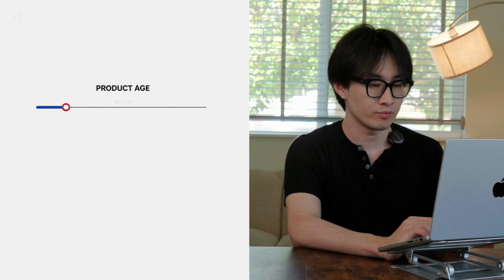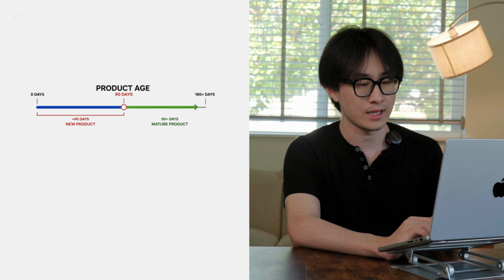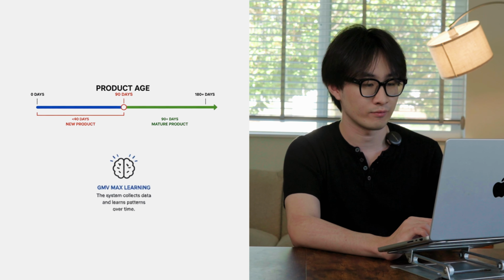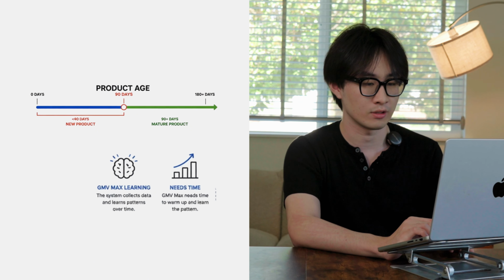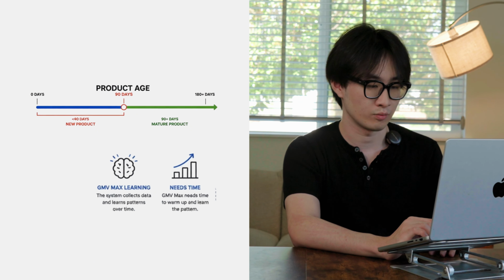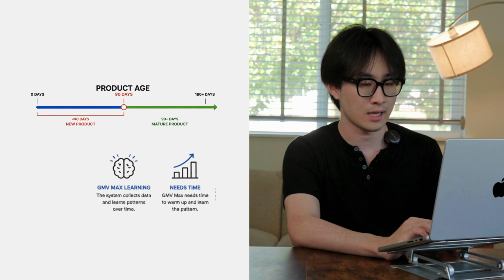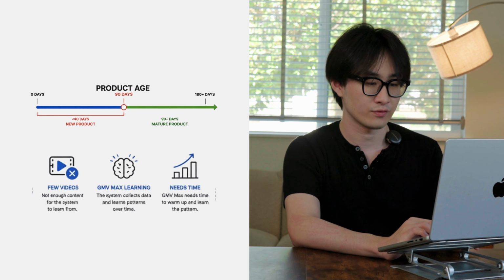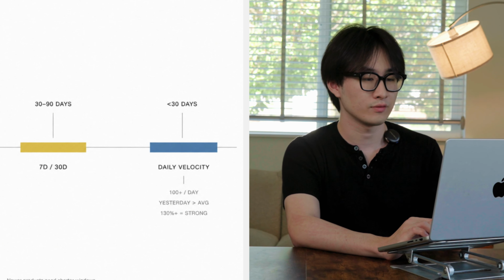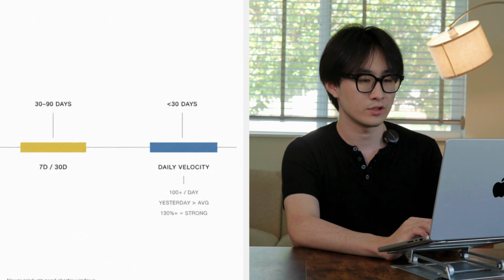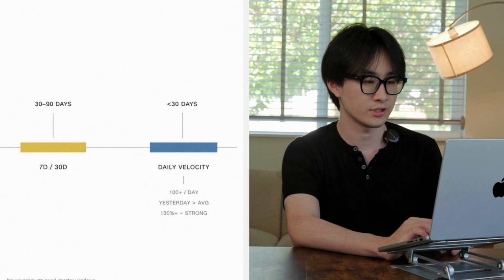Then check if it's a new product. Anything under 90 days, I treat as new, because I've run GMV Max for different brands, and it usually needs time to warm up and learn the pattern, no matter if it's a big brand or a small one. Usually when a brand pushes out a new product, there are not many videos for the system to learn from yet. And since there's no 90-day history, use 7-day over 30-day instead. It's the same idea, just a different ratio.